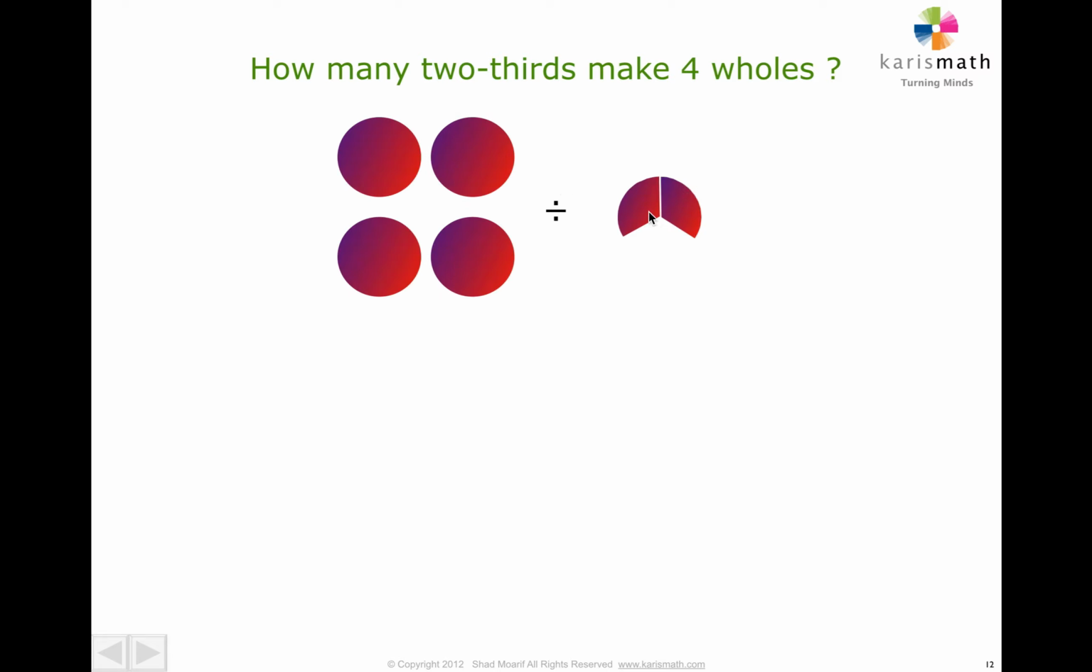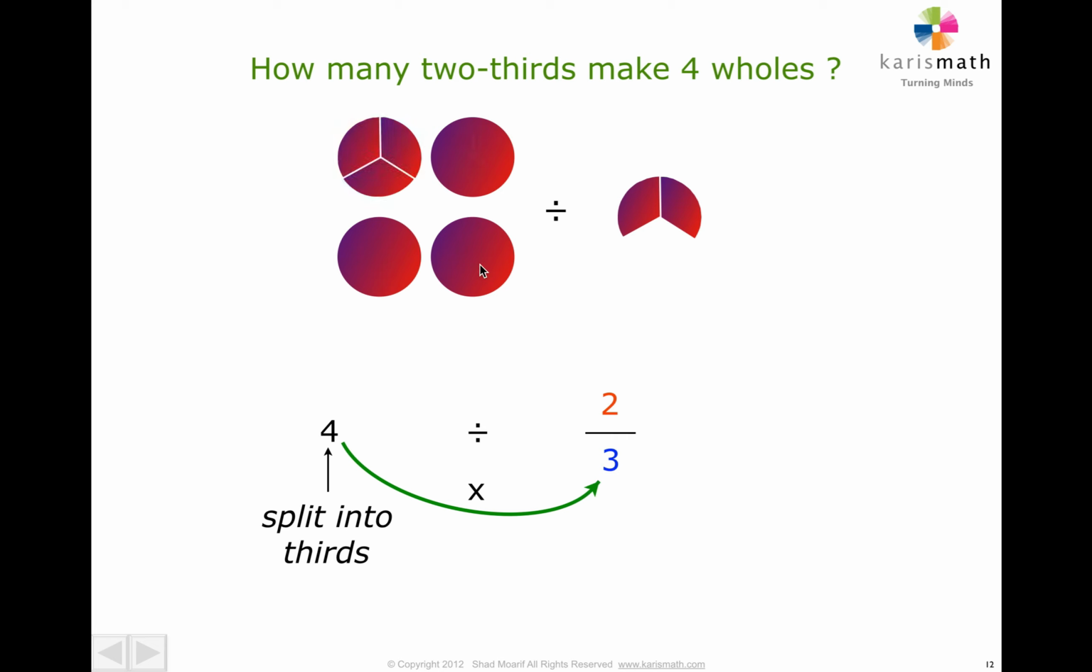How many of these fit into that? Okay, let's try. How many of these fit into this? Okay, so let's split this into thirds first. How many thirds would we get out of these 4? Because we want to know how many 2/3 fit into this. So let's break them all into thirds. So each one of these makes 3/3. So 4 times 3 would make 1, 2, 3, 4, 4 times 3.